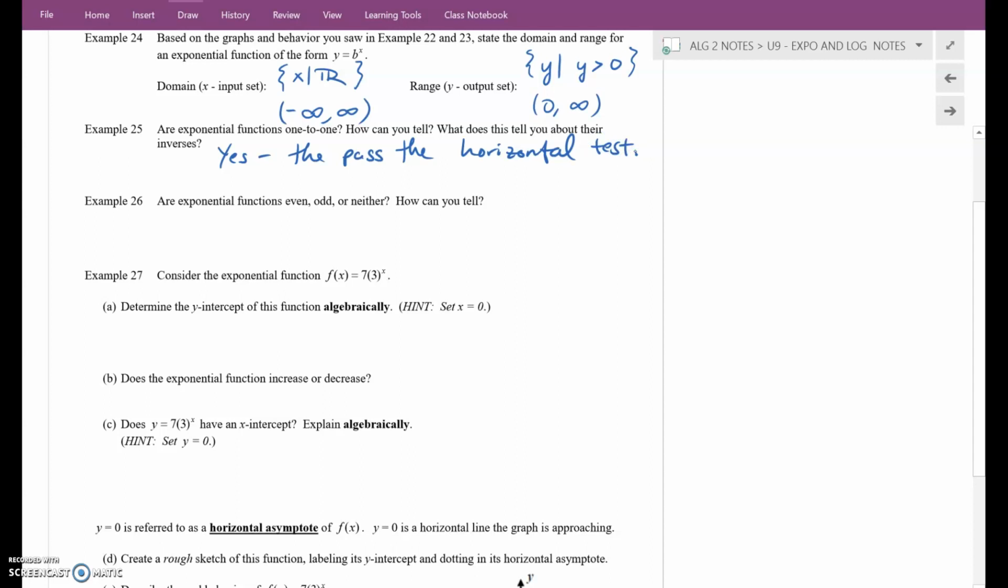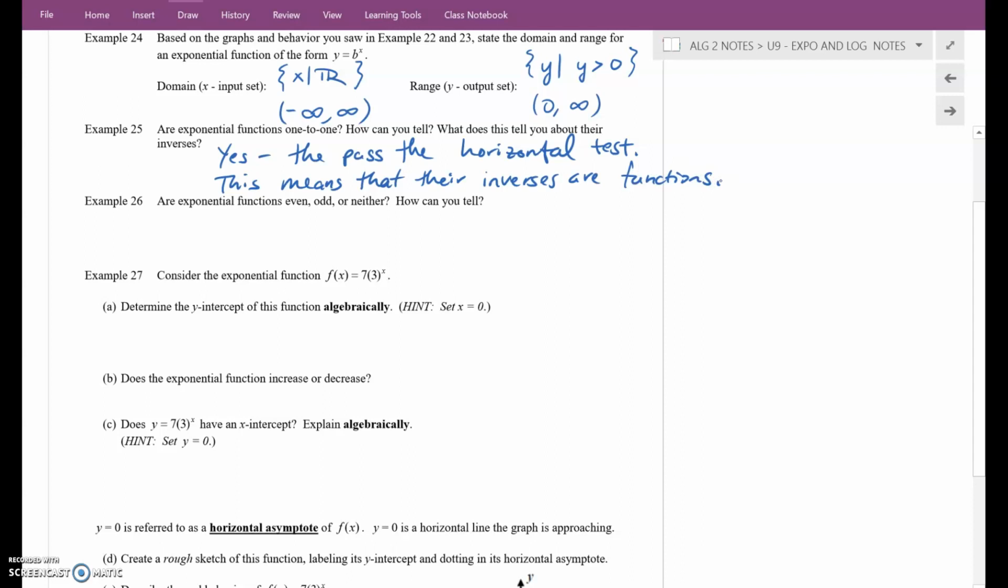Simple as that on a graph. Apply the horizontal line test. Remember, the vertical line test tests whether it's a function in the first place, and then horizontal line test is 1 to 1. What does this tell you about their inverses? This means that their inverses are at least functions, which means they'll pass the vertical line test. That's a little review from a previous unit.